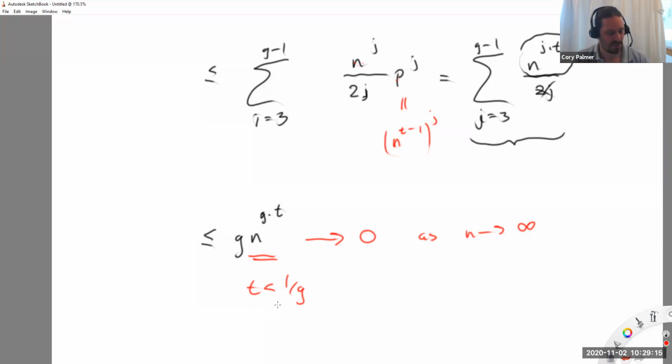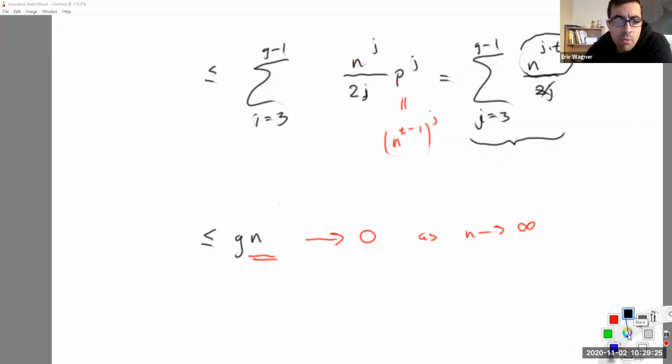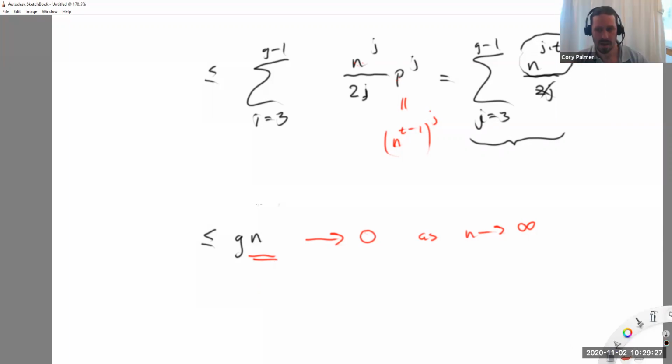Okay, maybe I was too crude here. Yeah, I was too crude. That's okay. Isn't g times t less than 1? Let's see, g isn't less than 1, right? g times t is less than 1, but then I have n to the something less than 1, but that doesn't go to 0, right? That's like n to the 0.001 or something like that. That actually goes to infinity.